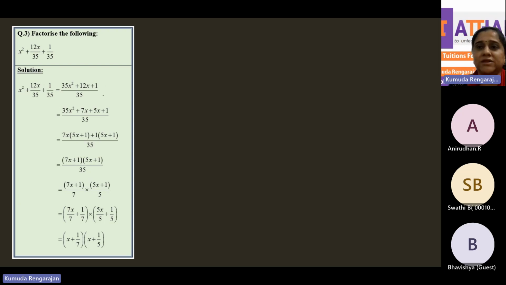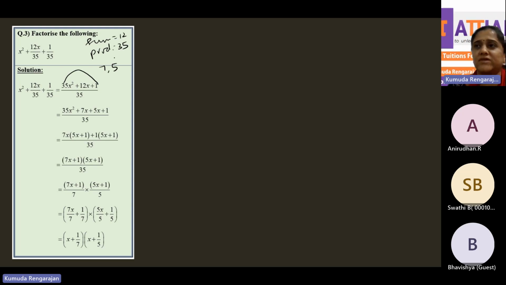Now split the middle term. In the numerator, ignore the denominator. The denominator is 35. Just leave it alone. Look at the numerator. The numerator is a quadratic expression. So there, sum, product, find the two numbers, split the middle term. You can write the sum and product in the rough column. What is the sum? 12. And the product is 35 into 1, 35. So the two numbers are 7 and 5.